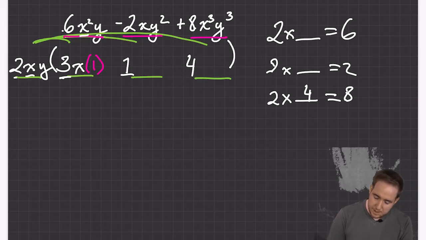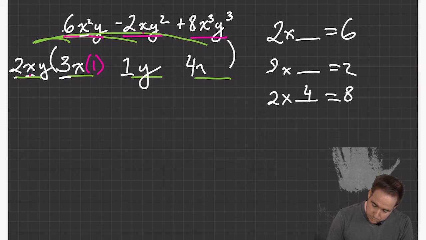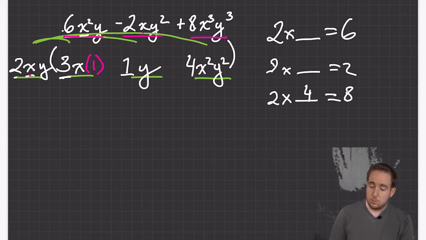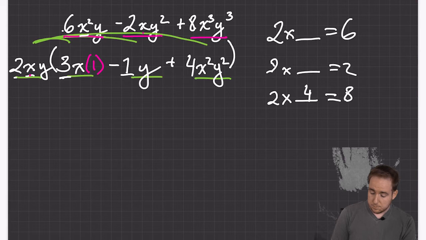But you don't have to write that. And the same thing, this x takes care of this x, but you do need 1 more y. And here you need 2 x's and 2 y's. And of course there's a minus here and there's a plus here. There were 3 terms before, and there are 3 terms in the brackets.